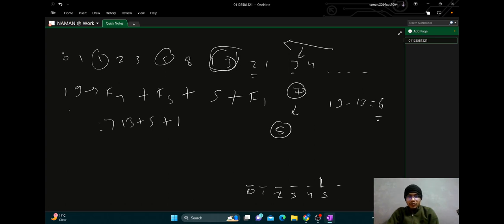So we will go from here. Is 6 greater than... no. Is 6 greater than 5? Yes. So we will subtract 5. So 6 minus 5 equals 1. We are left with 1.